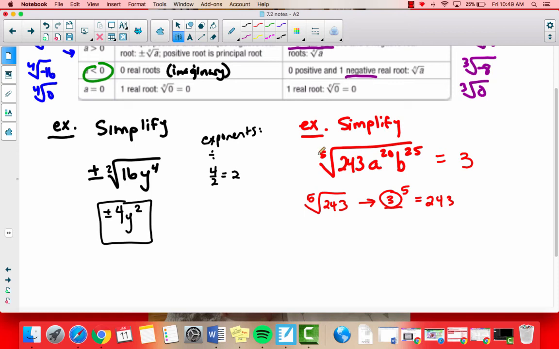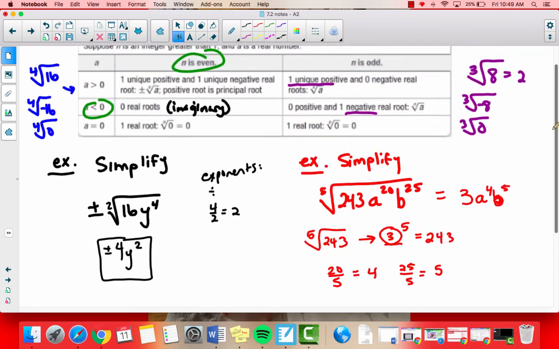So that means our answer here is going to have a 3 out in front. And then we can go through and divide our exponents just like we said over here. So the 20, we're going to take 20 divided by 5. That gets us 4. So that means we're going to have an a to the fourth now. And then 25 divided by 5 gets us 5. So we're going to have a to the fifth, and then b to the fifth. And then we'd be done. And this was an odd index, so that means that we would have a positive answer because this was all bigger than 0. So this is our only answer for this solution, and then we'd be done.